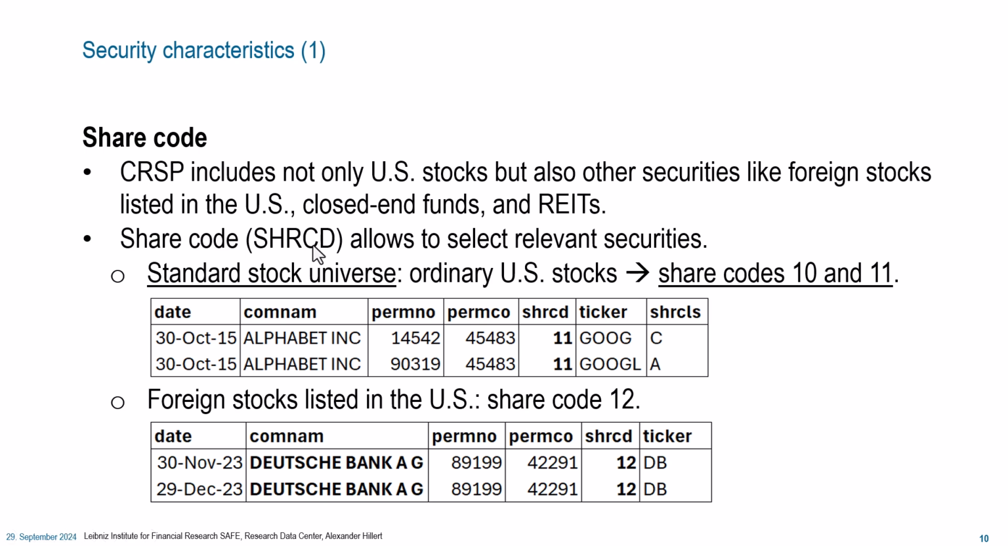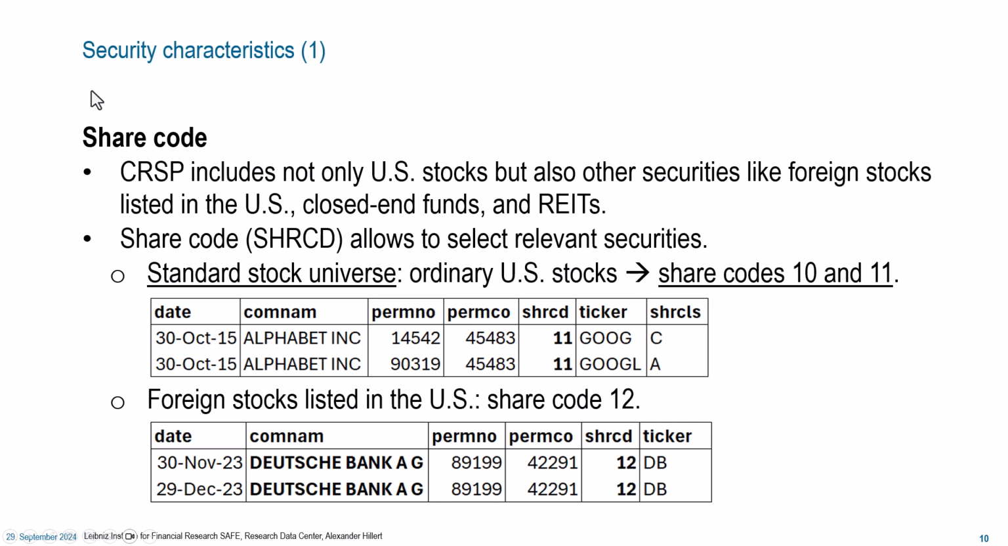The standard universe that is used in empirical research papers are ordinary US stocks, and those are defined as share codes 10 and 11. Just to provide you with an example, we go back to Google and you see that both have share code 11, so they are ordinary shares. To give you an example of a foreign stock that is listed in the US, we can look at Deutsche Bank. It's a German company headquartered in Frankfurt, Germany, and it's also cross-listed at the New York Stock Exchange. And you see we have here share code 12, which indicates that it's a foreign stock. And by applying the standard filter, we would exclude all foreign stocks to have a homogeneous sample of only US domestic firms.